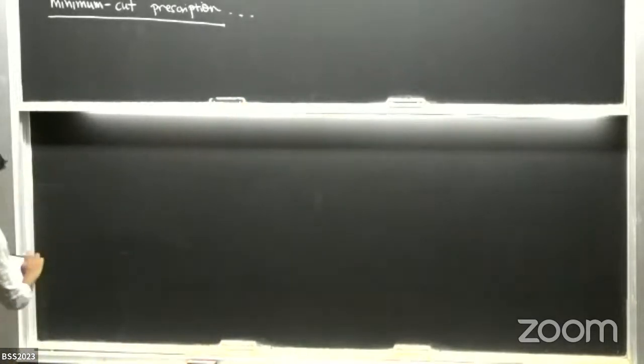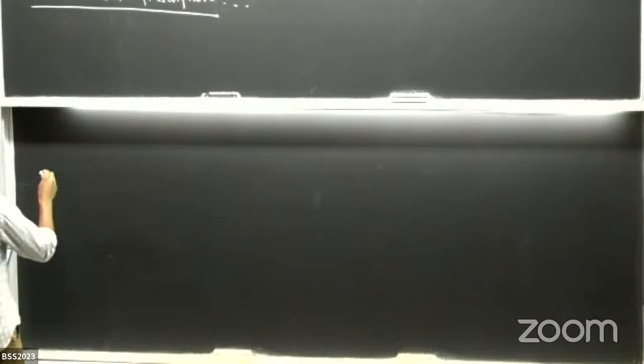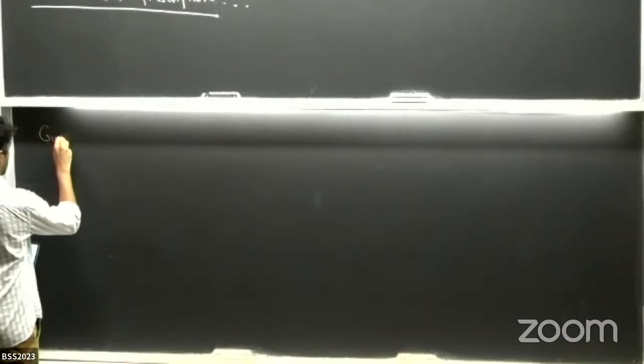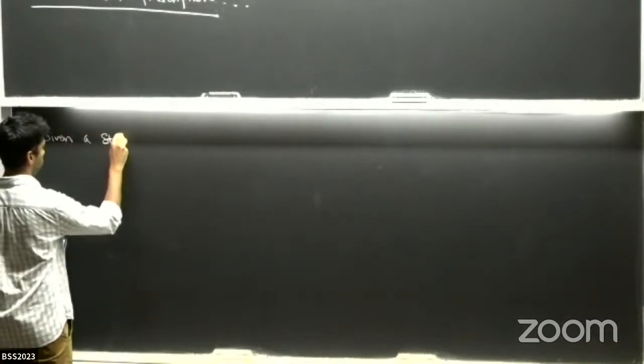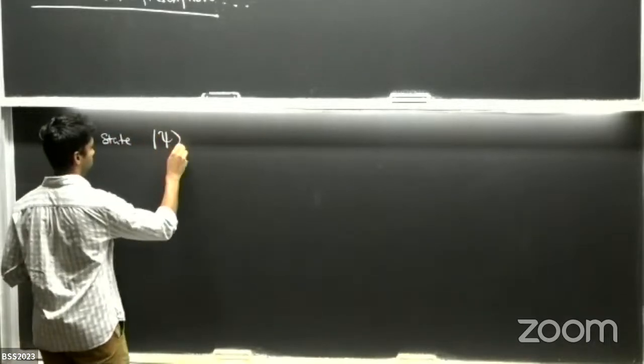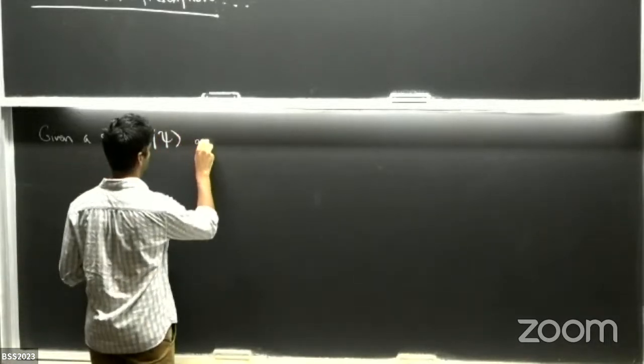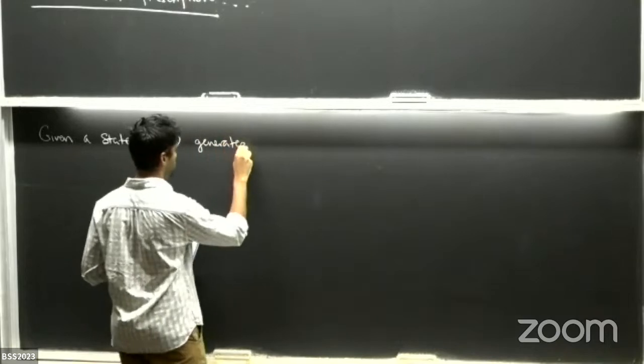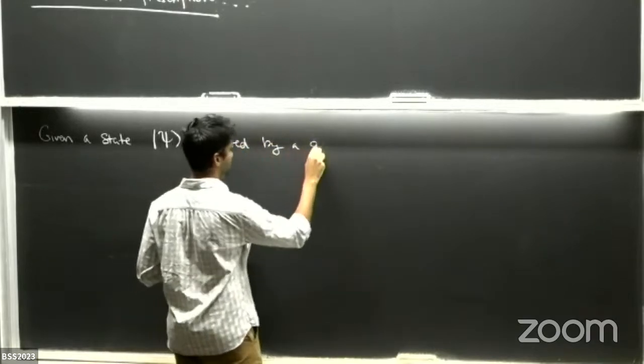Okay, and the prescription I'll state without proof, and the proof is like 2 lines in the notes, or I can discuss it offline for those of you who have questions about it or aren't so familiar with it. So given a state psi, which is generated by a quantum circuit.